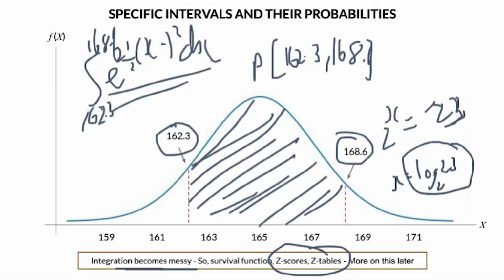Since the normal distribution is so universal, statisticians, mathematicians, data analysts, and data scientists have come up with a universal table of these values. We'll get to that very soon.